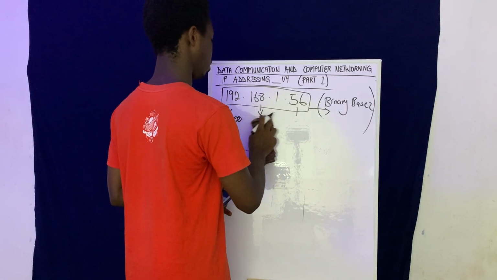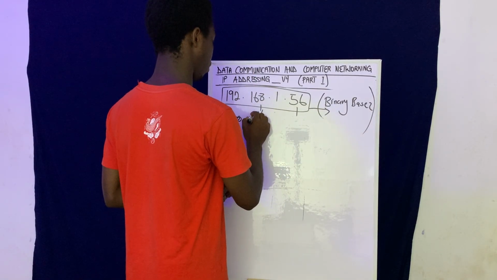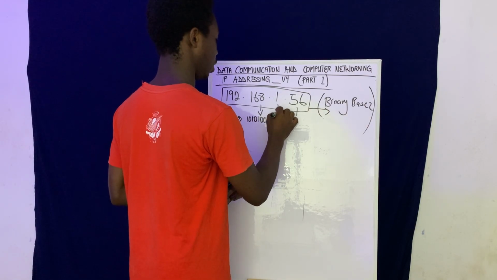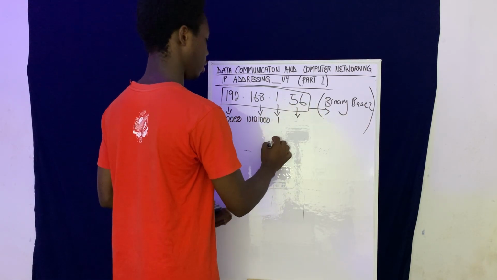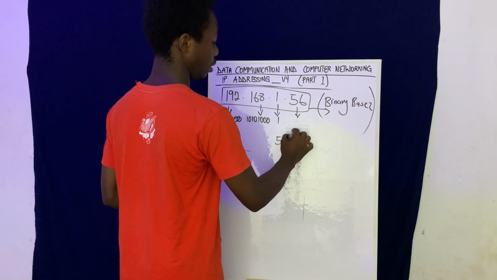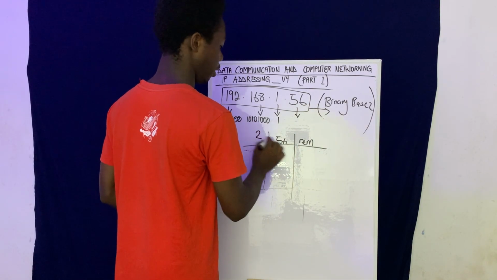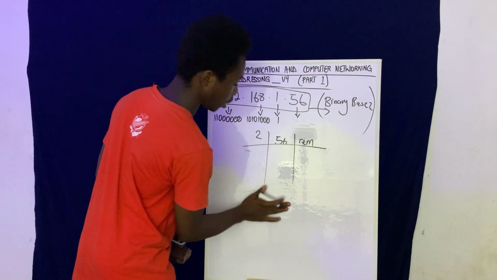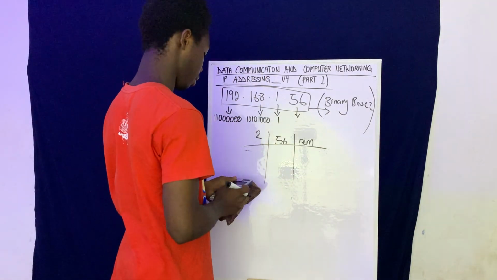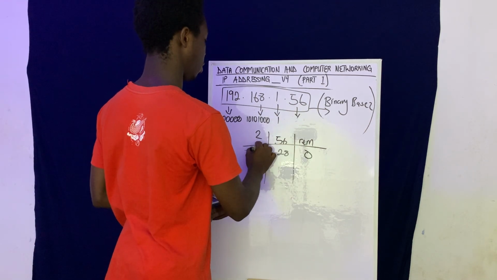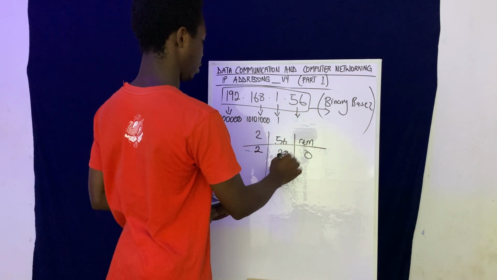So let me do it well. So it was 1, 0, 1, 0, 1, 0, 0, 0. And this one was also 1. Now let's move to 56. So 56, remainder, and the divider over here. So 56 divided by 2 is 28, remainder 0. So 2 will go into this 14.